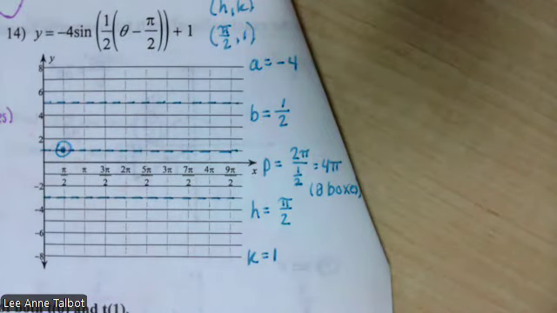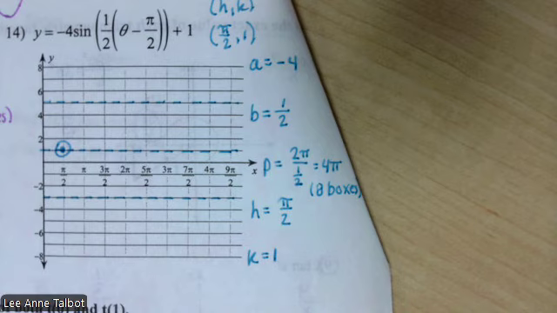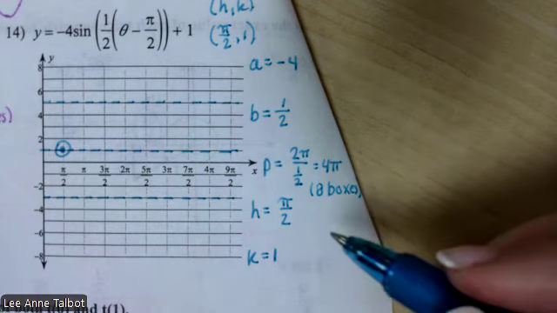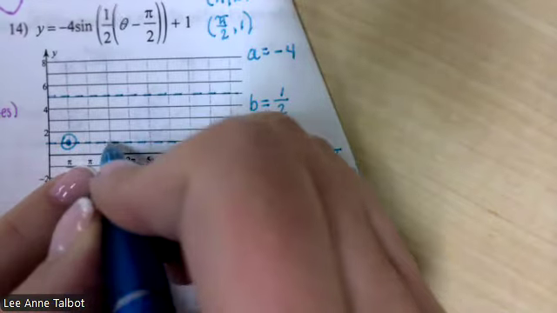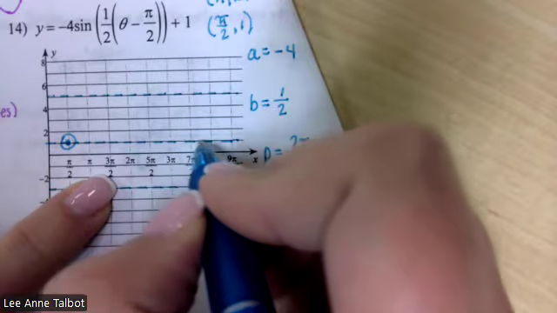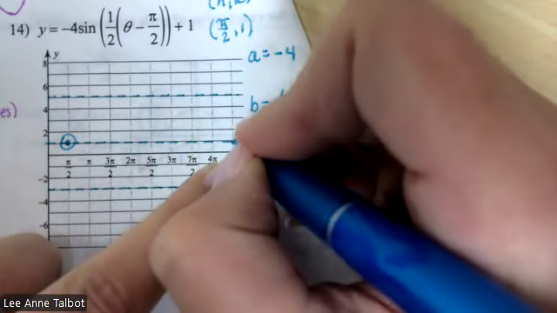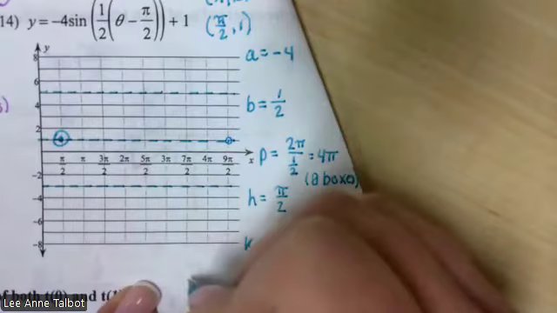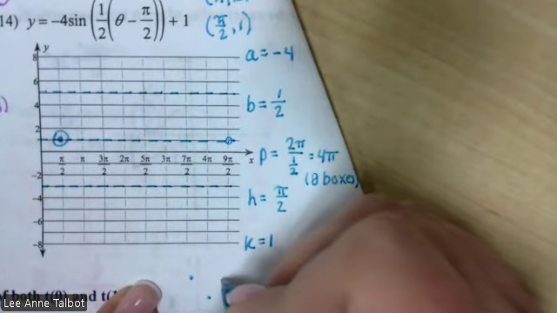Just a quick reality check. Does it make sense that it's on the midline for sine? Yes. Okay. 8 boxes. 1, 2, 3, 4, 5, 6, 7, 8. Yep.